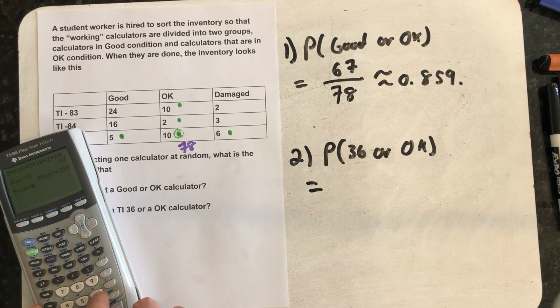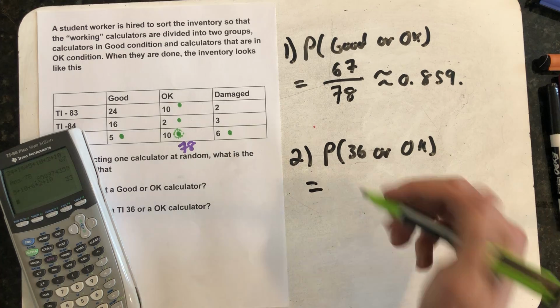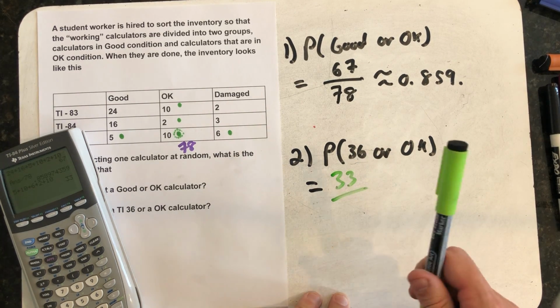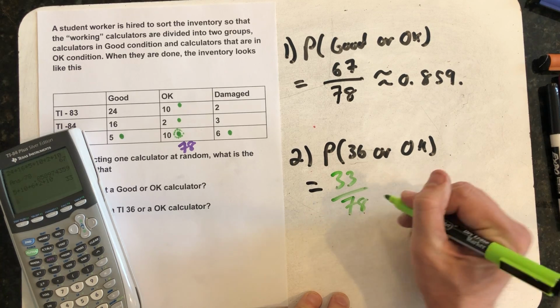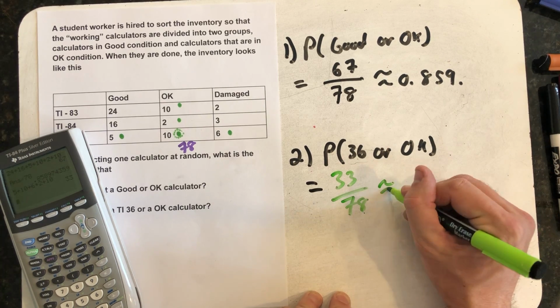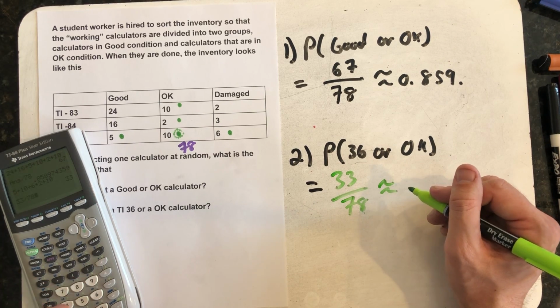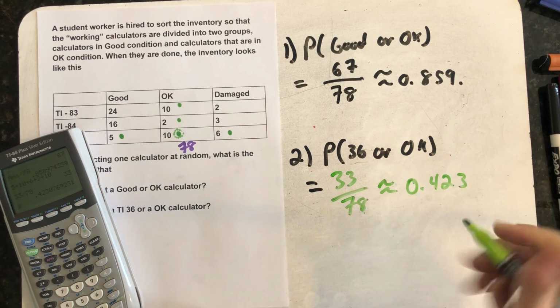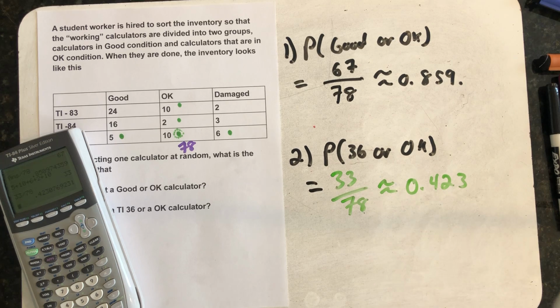5 plus 10 plus 6 plus 2 plus 10. There's 33 total calculators that meet the condition of being a TI-36 or just okay, out of the total number of 78. 33 out of 78 comes to about 0.423. So there are these two more OR probabilities.